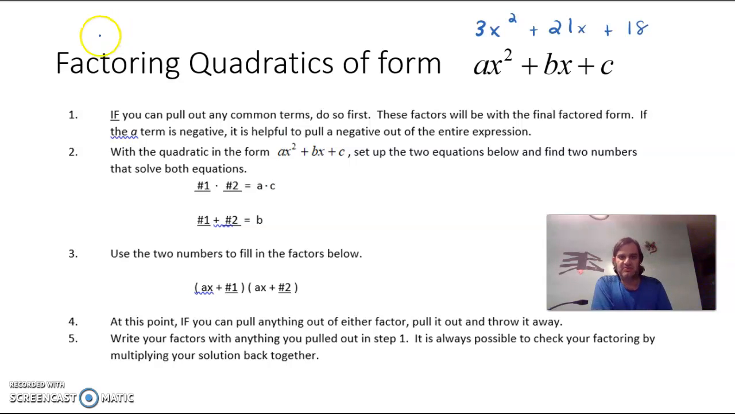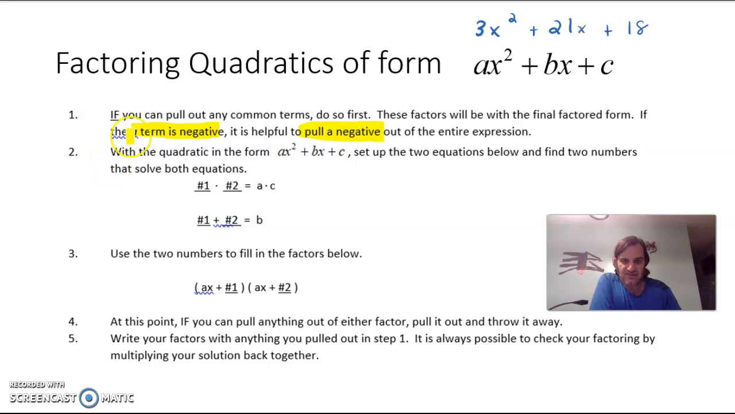I also like to put in here that if the a term is negative, it is helpful to pull a negative out. That's not mandatory, but every single time I run into it, that's how I handle it. So up here in the example I've got, my a is 3. That's not negative, so I wouldn't pull that out. But if I did look at it, 3, 21, and 18 are all divisible by 3. So in step 1, I'd be pulling out a 3.